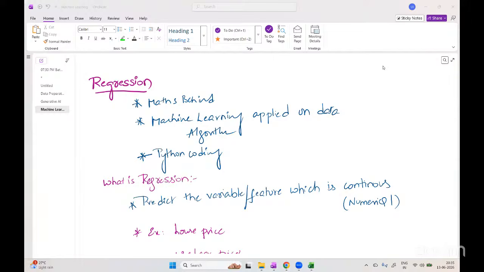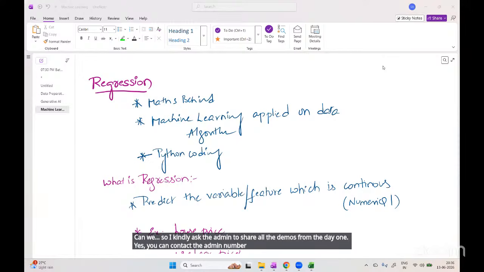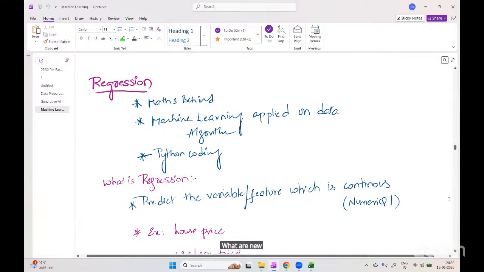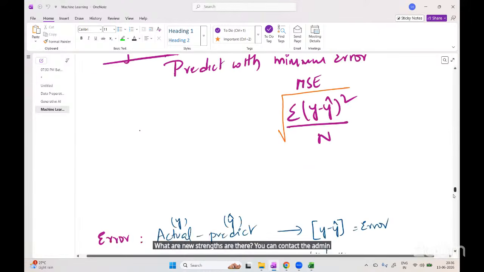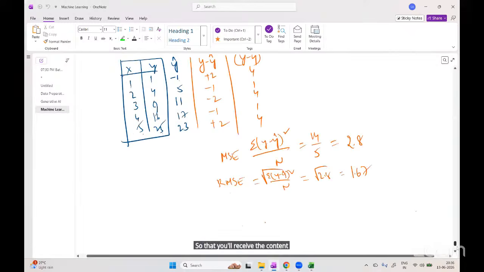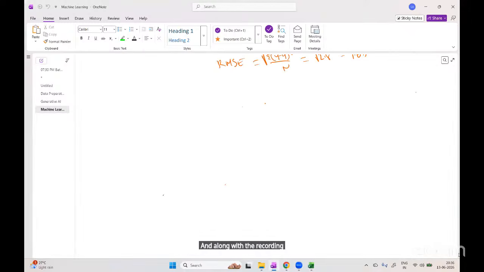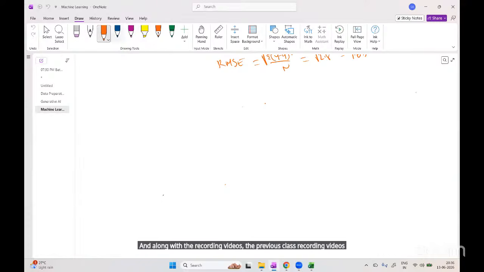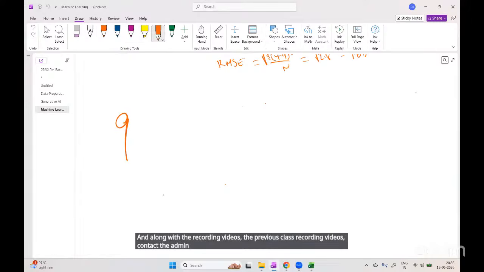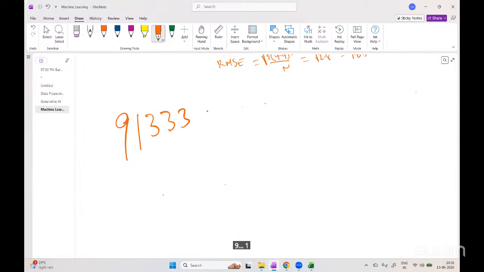Janvi, I kindly ask the admin to share all the demos from day one. Yes, you can contact the admin number. Admin number was shared here, right? Everyone, whoever the new students are, you can contact the admin so that you'll receive the content, syllabus copy, and along with that the previous class recording videos. Contact the admin, 9133343369.